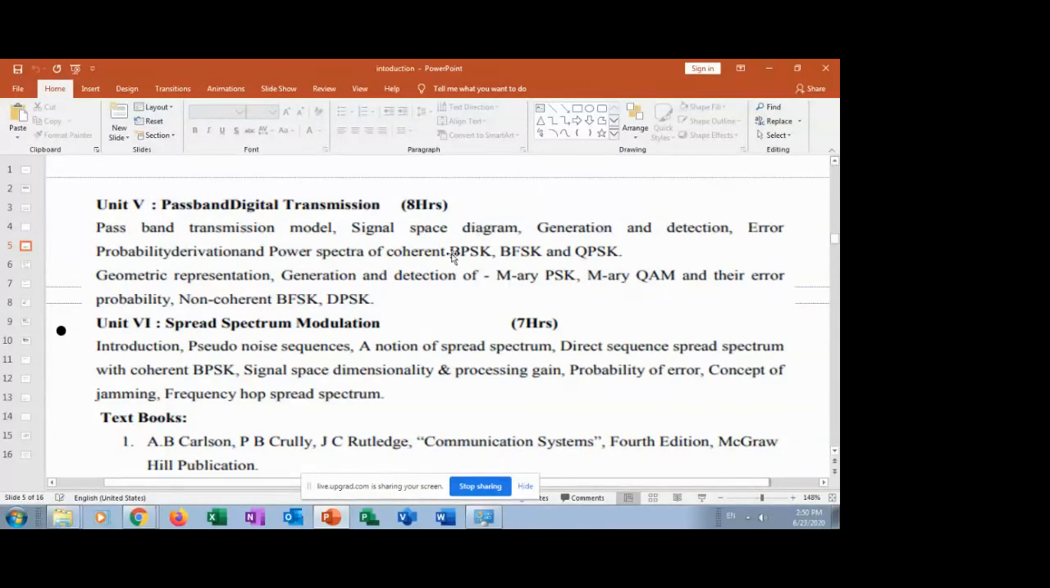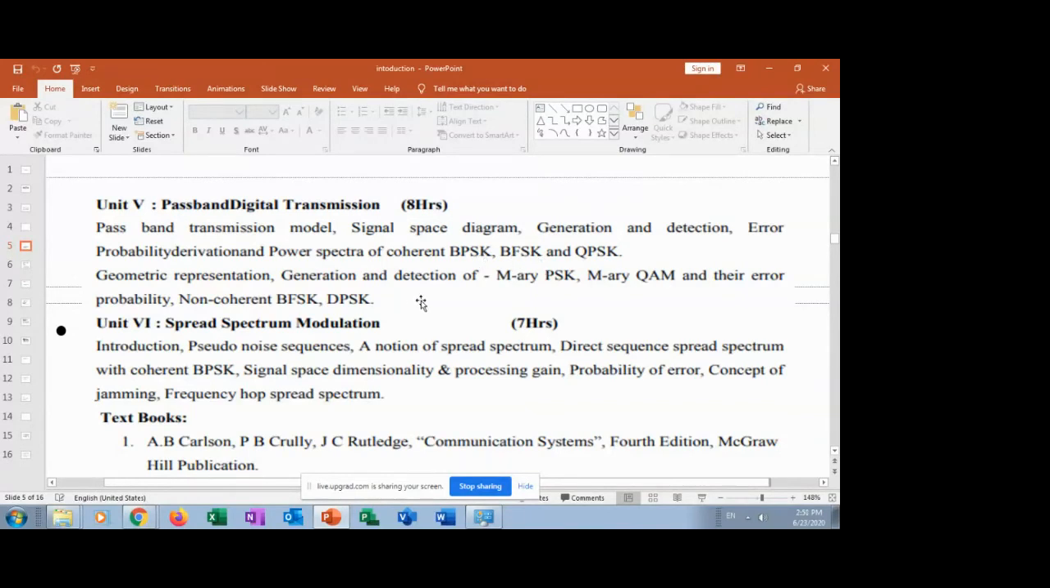After that, some special cases we will study, like binary phase shift keying and quadrature phase shift keying. Quadrature means a combination of two PSKs, which we will study later, don't worry. But just remember the basic modulation techniques that you have to study here: amplitude, frequency, and phase, and the name here is shift keying.